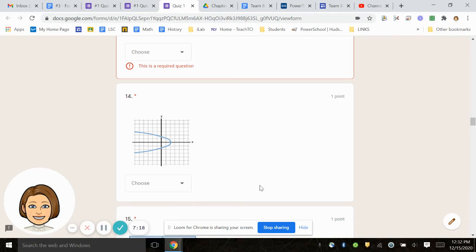Number 14, think of the vertical line test. Does it pass the vertical line test? If it does, it's a function. If it does not pass the vertical line test, it's not a function. So the answer is function or not a function.